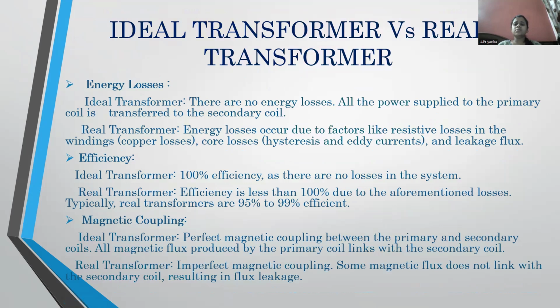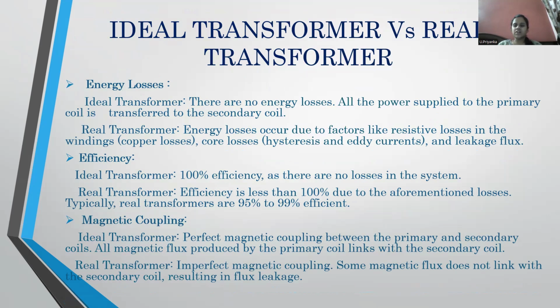So then let us discuss the difference between the ideal transformer and the real transformer. First, coming to the energy losses. In an ideal transformer, there are no losses. All the power supplied to the input coil is transferred to the secondary coil. But in a real transformer, losses occur, like winding losses, core losses, and leakage of flux.